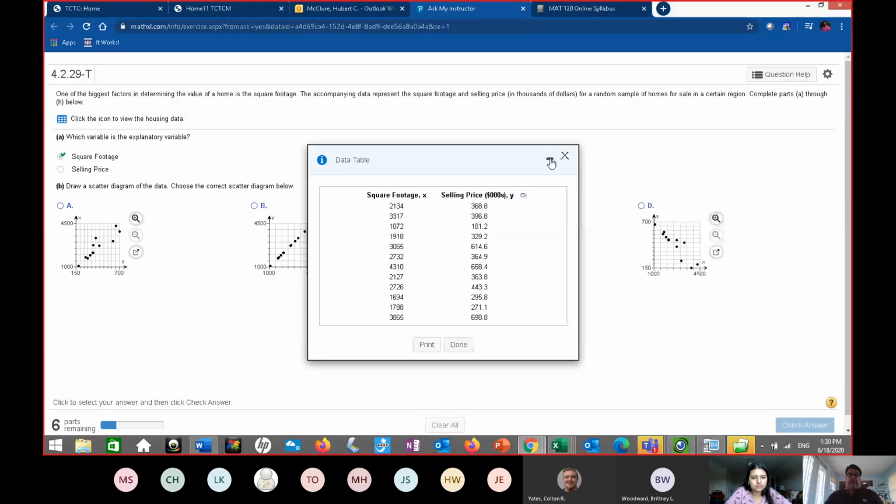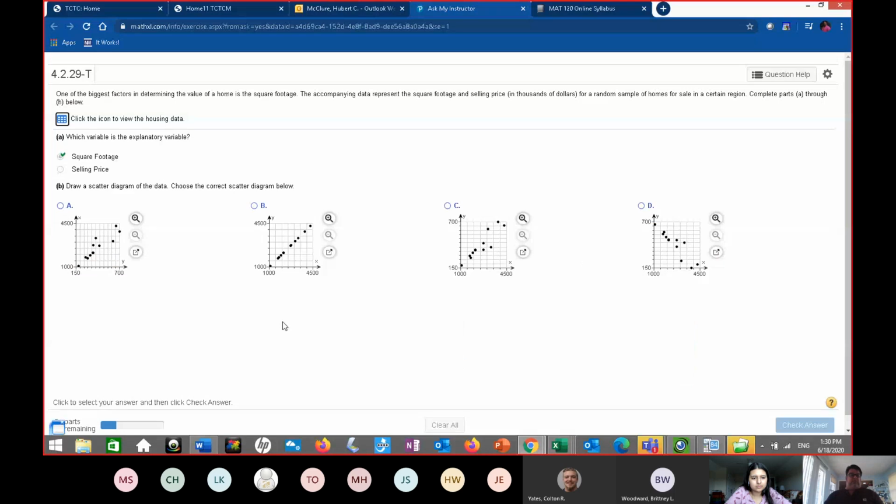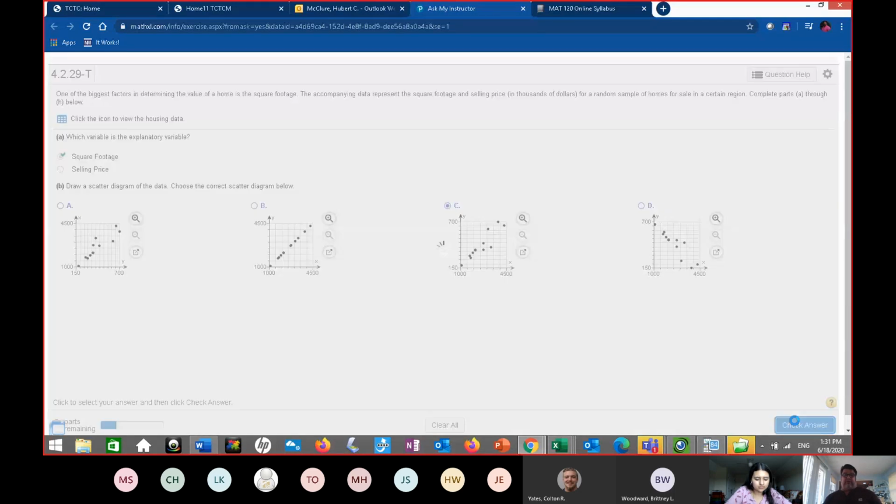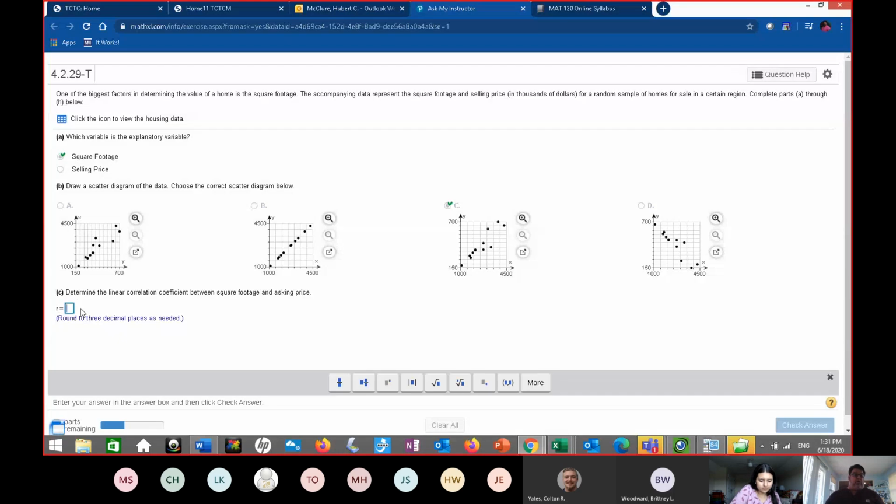Well, it's not that one. It could be that one. Could be that one. It's not that one. I'll say it's C, but it could be A because I can't remember what it looked like. I don't have a photographic memory. Somebody give me R to 4 places. What did we get? We got 0.9118. Yeah, there it is. 0.9118.